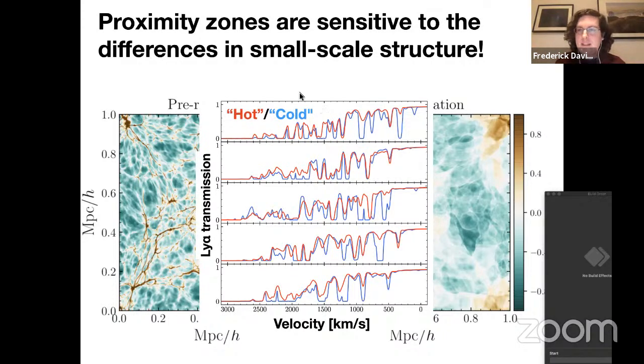So we can see here that there does seem to be a difference, that the proximity zones are sensitive to this very small scale structure, despite the fact that they've been thermally broadened by much larger than these very small scales. And I can answer questions about that later if people are curious.